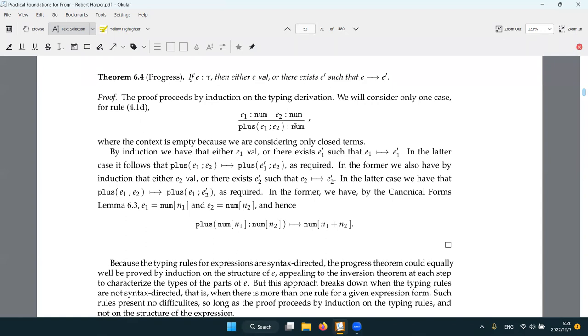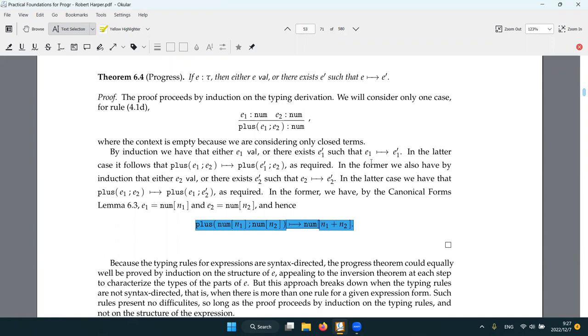So we need to do rule induction for this. By the induction hypothesis, either E1 is a value, or E1 has a transition to E1 prime. If E1 has a transition to E1 prime, we can just say plus E1 E2 has a transition to plus E1 prime and E2. And if E1 is a value, then we have another rule, where we can do the same thing with E2. And if E2 is also a value, then we have another rule to just say this is the value of E1 plus the value of E2, like here.